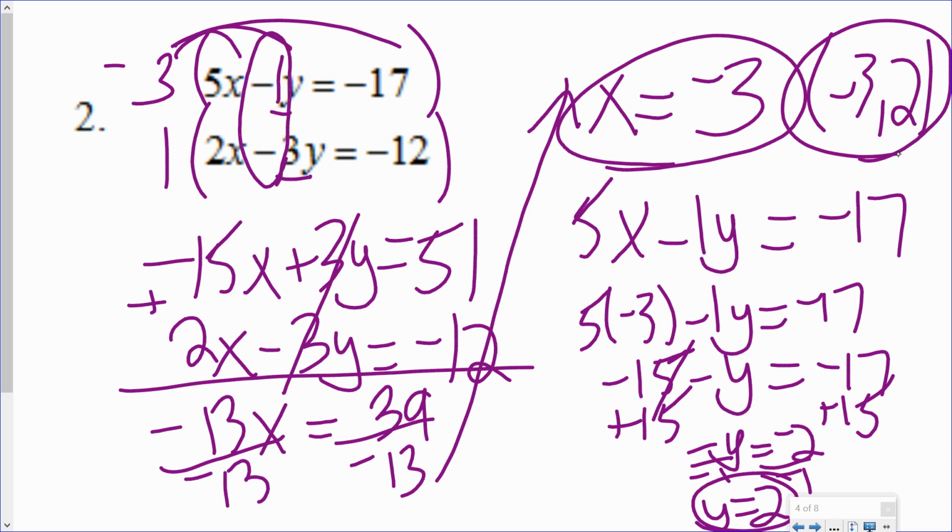Again, choose a variable to cancel, multiply each equation by the other's coefficient, multiply everything through, solve the equation for the first variable, substitute that into either one of the original equations, and you'll have your answer.